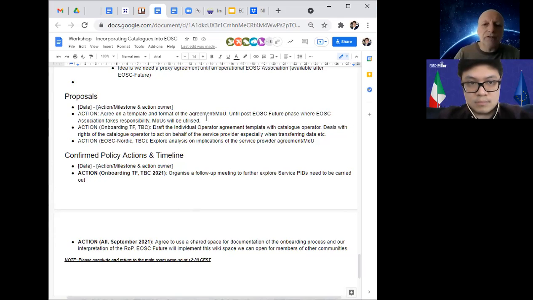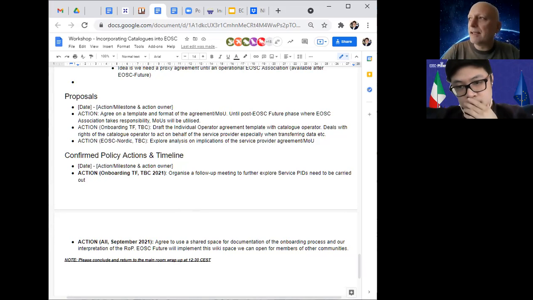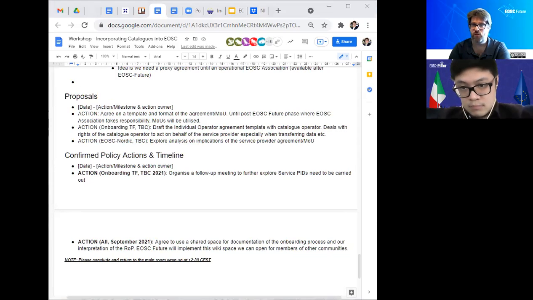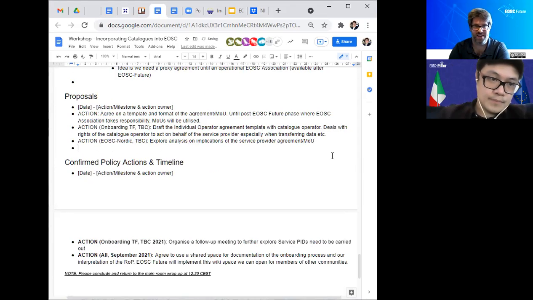Yeah, but there are two different things here. One is the possibility of onboarding partial information related to a provider or a service, which is one thing. And the other thing is a total transfer of information of a service or a provider, if a provider doesn't want to appear in the EOSC catalog, for example. There are two different things. You're right. So it's a flag for might be onboarded to EOSC and a flag for they agree to onboard to EOSC, something like that.